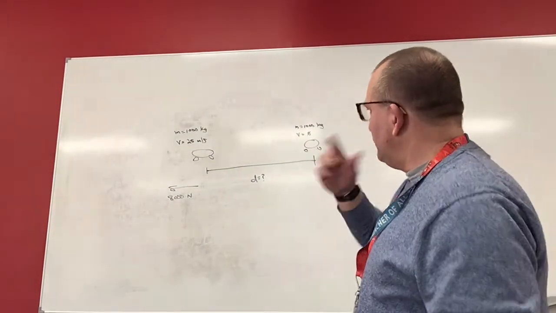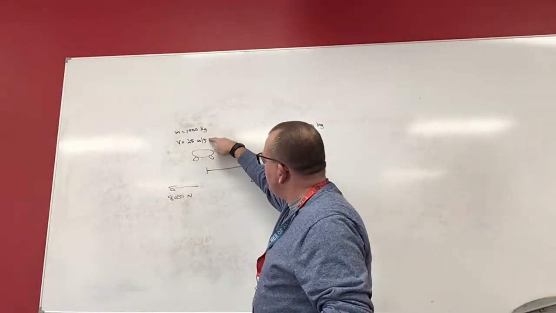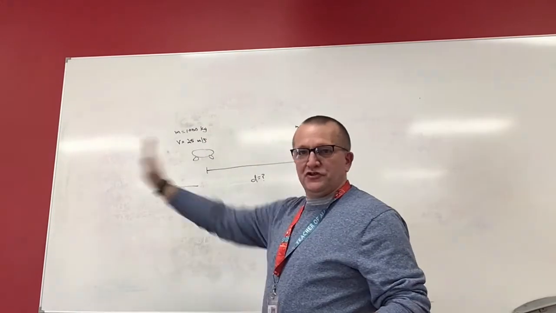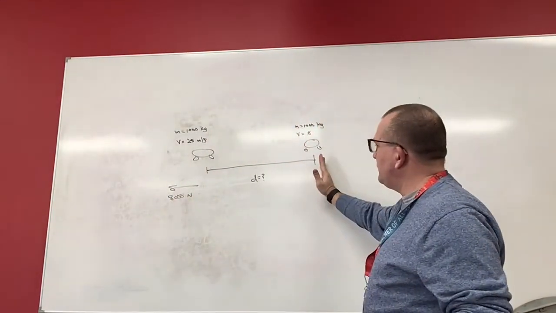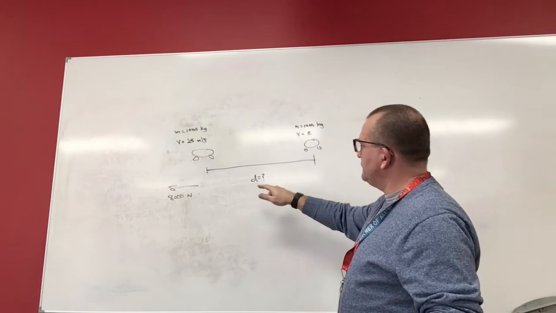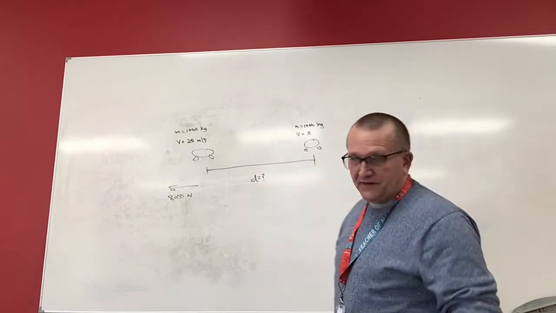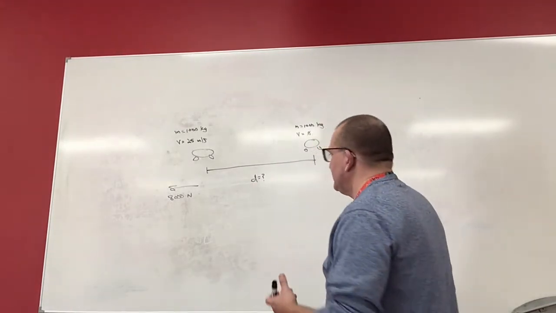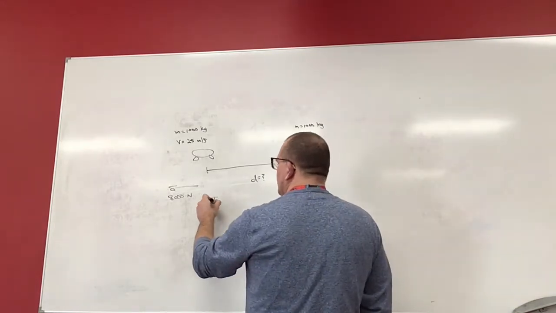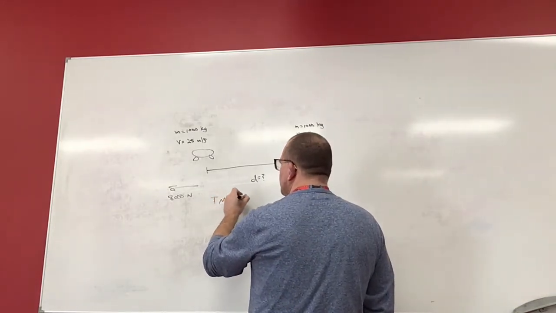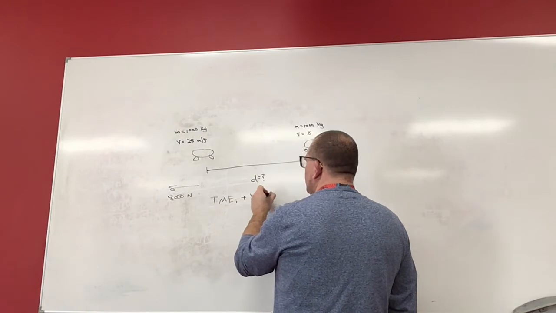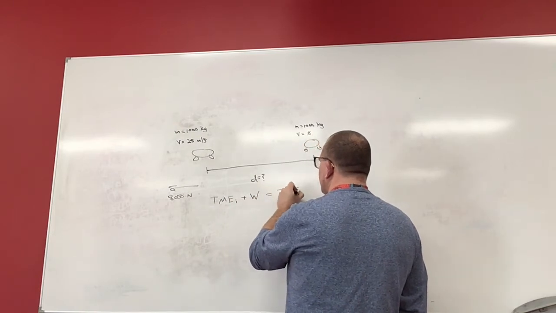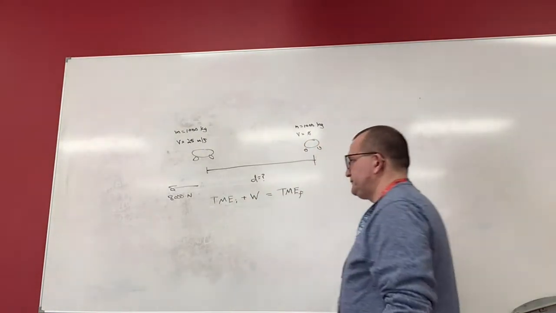All right. So we got a car. This mass, this velocity, with this much force pushing against it, comes to a stop on a flat surface. And we want to know the distance that it traveled. So let's go total mechanical energy initial plus work equals total mechanical energy final.